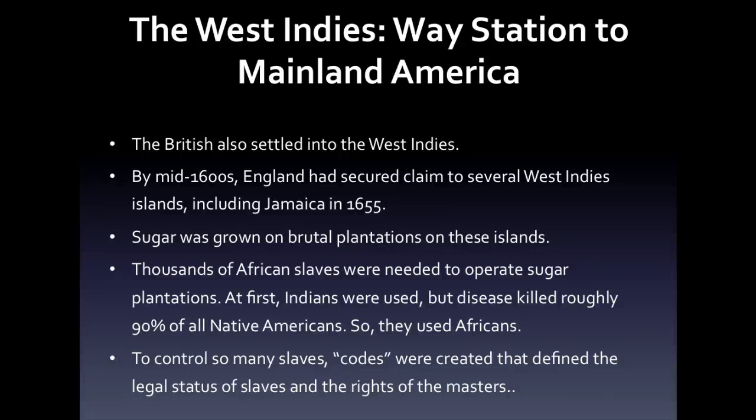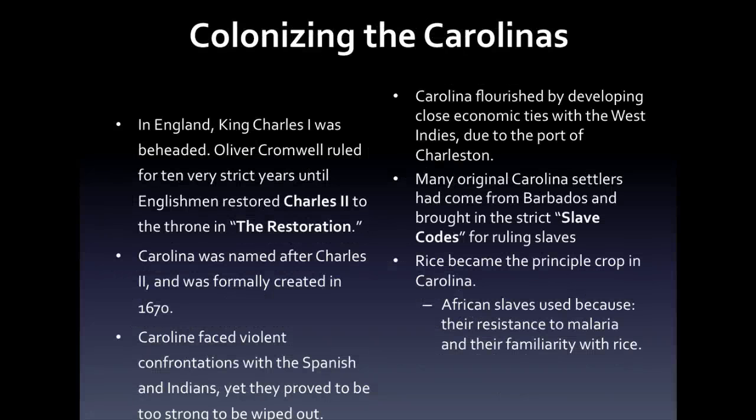What's important to know here is that to control these slaves, slave codes were created. These slave codes were brought over to the Americas, and they defined the legal status of the slaves and the rights of the masters. These laws were extremely brutal, and they would later come into the Carolinas and shape American slavery, so that's what's important to remember there.